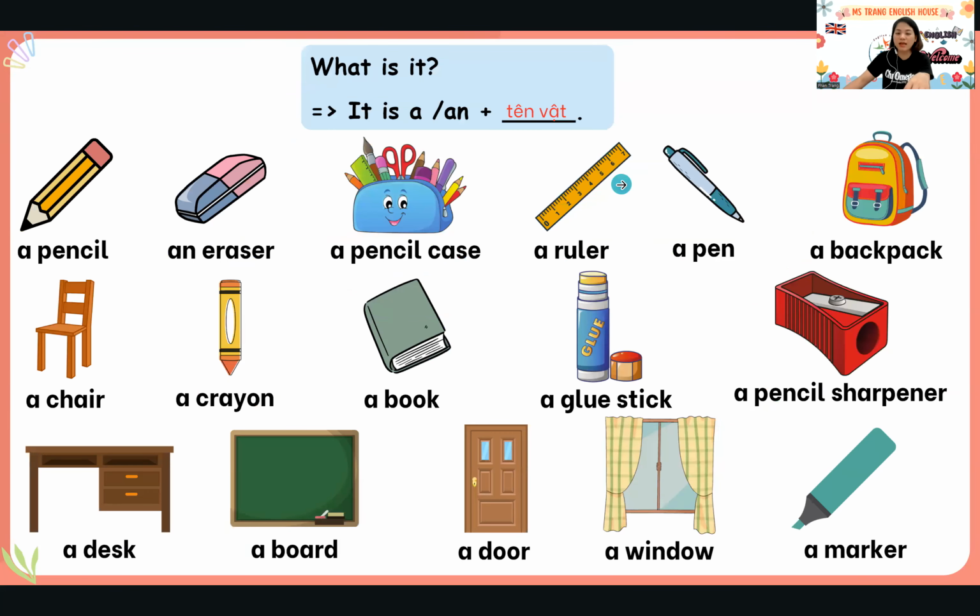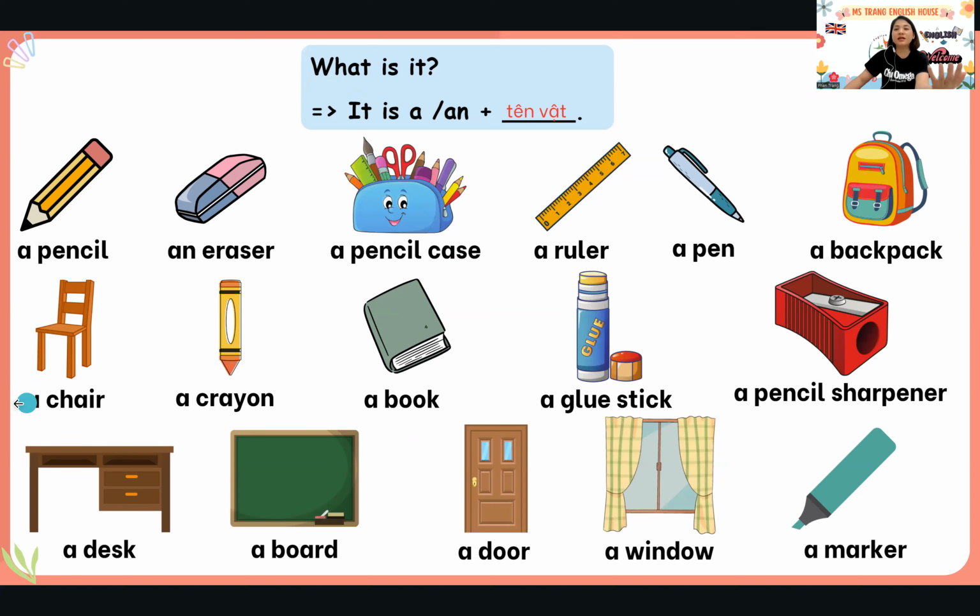Next one. Chúng ta ôn lại các từ chỉ đồ dùng học tập nhé. Chủ đề về school things. What is it? It is a pencil. What is it? It is an eraser. What is it? It is a pencil case. What is it? It is a ruler. What is it? It is a pen. What is it? It is a backpack.